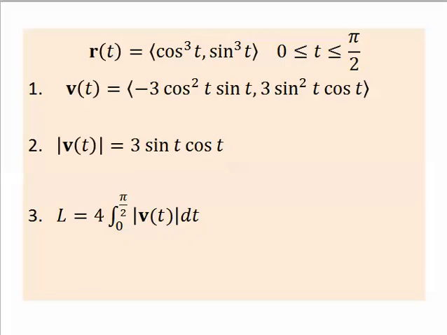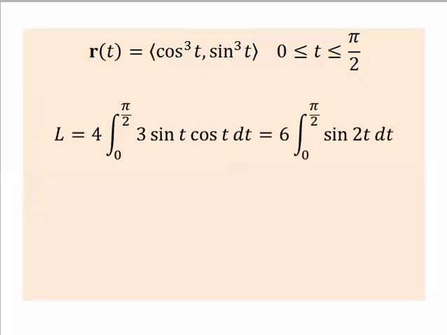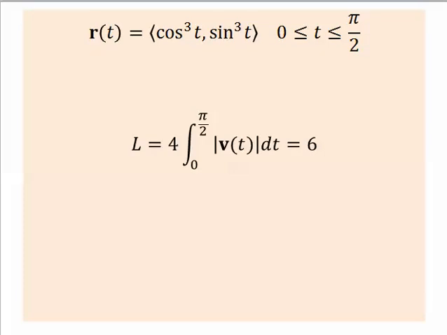Taking the square root, we get 3 sine t cosine t. Remember, we're going to multiply the result by 4. So we're looking for this integral. Use the double angle formula, find the antiderivative, and evaluate. 6 units long.